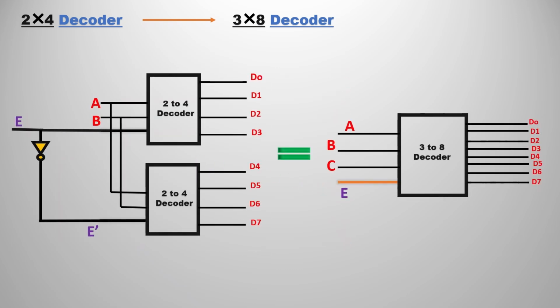So the final statement that we can say is this circuit is equivalent to a 3 cross 8 decoder. The implementation is like this. We have to perform the implementation like this. So we can implement a 3 cross 8 decoder with 2 cross 4 decoders.